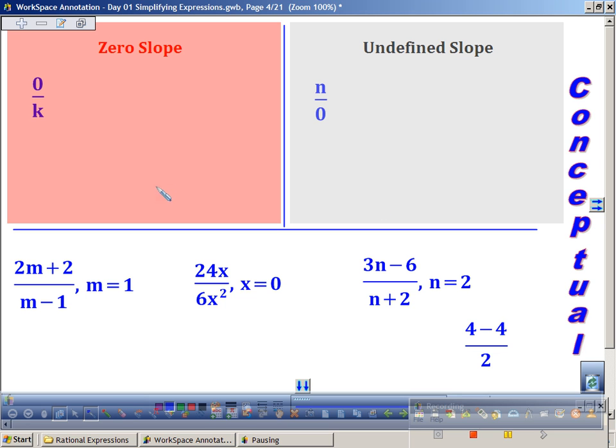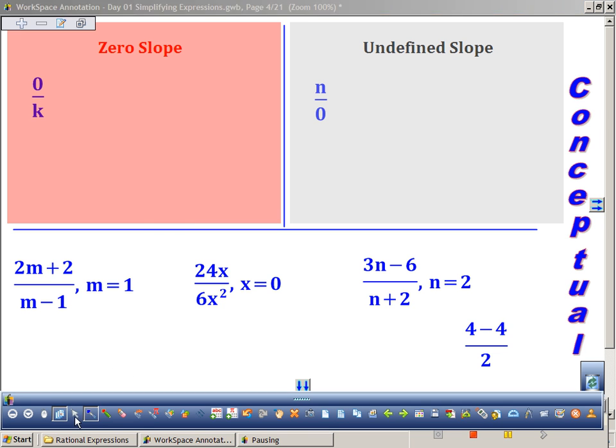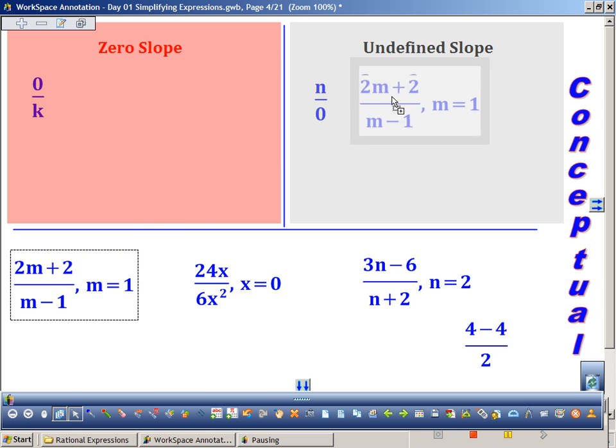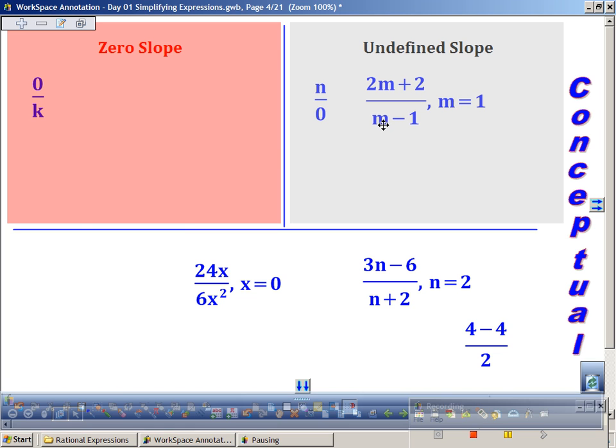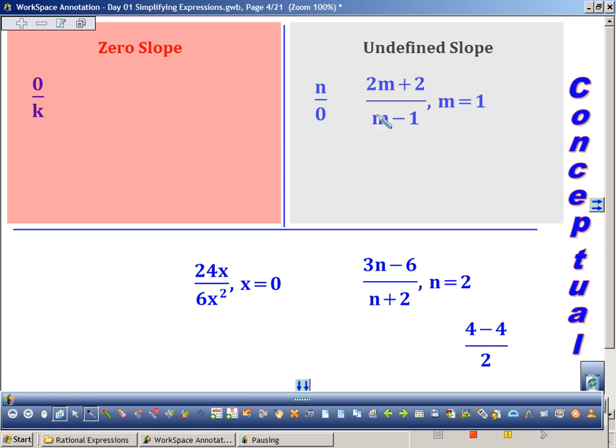All right. Who else? Caden. It's undefined. Why is this one undefined? Perfect. If M was 1, then this would be 1, and 1 minus 1 is 0. So that would make this whole thing undefined.